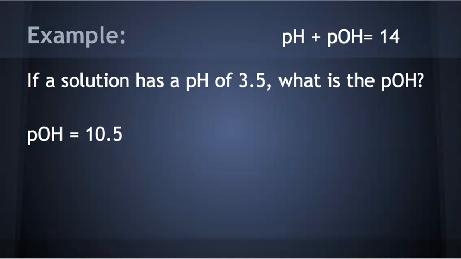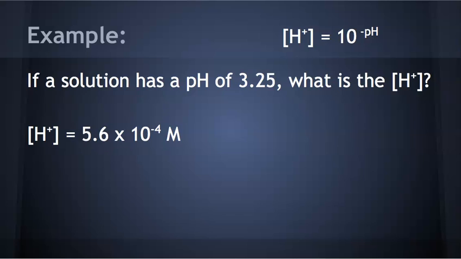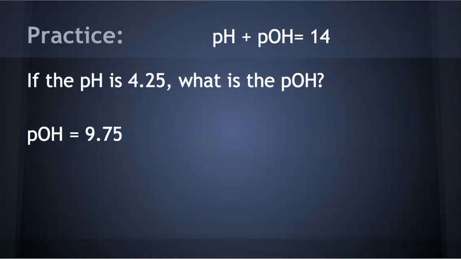Let's try a different equation now. Remember, pH plus pOH is always 14. That means if the pH is 3.5, the pOH is 14 minus 3.5, or 10.5. Since pH is negative log of [H+], [H+] is 10 to the negative pH. So if we know the pH is 3.25, the [H+] is 10 to the negative 3.25, or 5.6 times 10 to the minus 4th molar. Another addition one, if pH is 4.25, pOH is 14 minus 4.25, or 9 3/4.